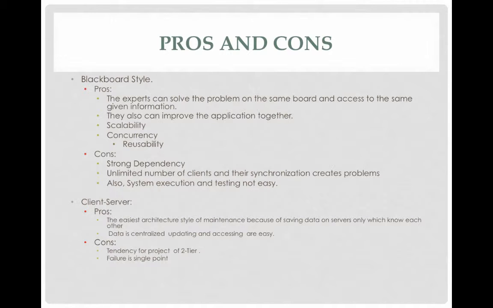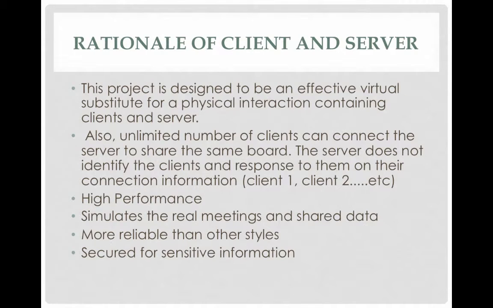For client-server, the pros: it's the easiest architecture style for maintenance because data is saved on servers only, which know each other. So the clients don't care which network is using the system. The data is centralized, so updating and accessing are easy. And for the cons of this style, there is dependency of the project because of the two tiers of client and server, and the failure is a single point.